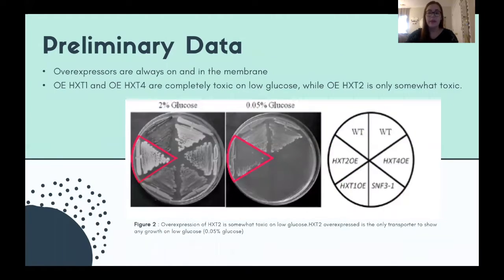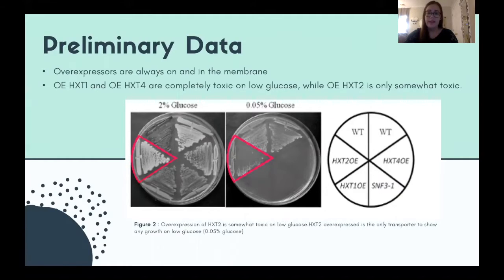Now I'm just going to give you a quick overview of the preliminary data that helped lead to my hypothesis. What we are seeing here are HXT overexpressors. Overexpressors simply mean the gene is continuously expressed, and therefore the protein is always present in the membrane. What Figure 2 is showing us is that when HXT2 is overexpressed, it is slightly toxic on low glucose. The first thing that is interesting about this is that, as stated earlier, HXT2 is normally expressed under low levels of glucose. So why, when it's overexpressed, do we see slight toxicity?